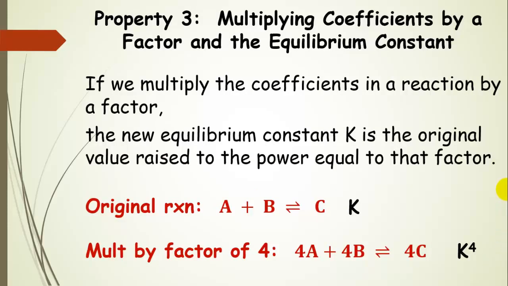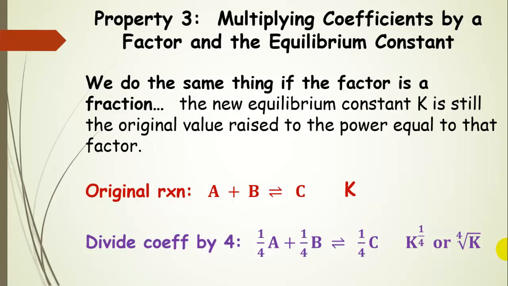Now, another property is that if we multiply all of the coefficients by a factor in an equation, then the new equilibrium constant is going to be the original value raised to the power equal to that factor. Okay, so for instance, looking at our original reaction, A plus B is in equilibrium with C, and K had a certain value. If we multiply that entire equation by 4, so we multiply all the coefficients by 4, then the new equilibrium constant value is K to the 4th power. So whatever you do to the coefficients, you're going to take the equilibrium constant to that power.